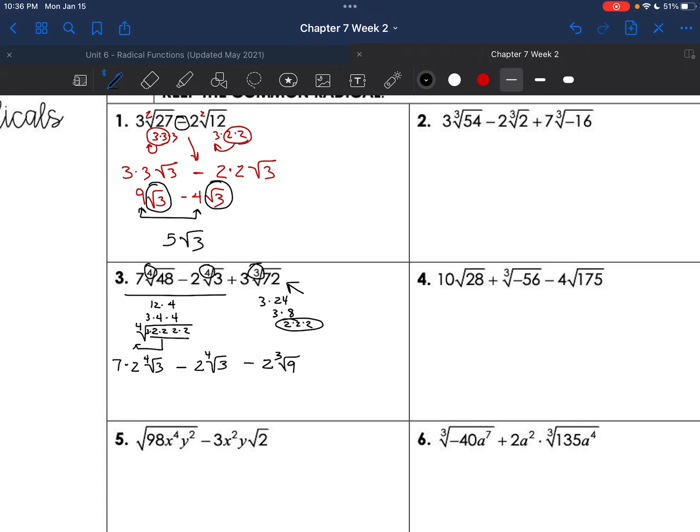Okay, so again, I can't change this index, so I can't combine any part of the 2 cube roots of 9 there, but we can say that we've got 14 4th roots of 3 minus 2 4th roots of 3, and these can be combined to 14 minus 2 gives us 12 4th roots of 3, and then we're just going to leave minus 2 cube roots of 9 on that, okay?